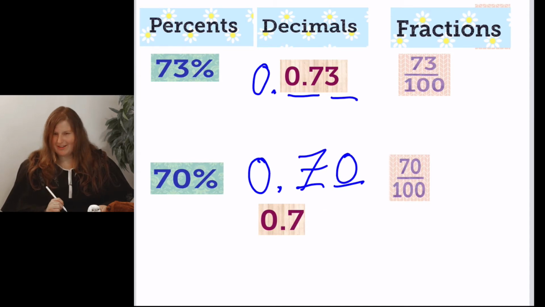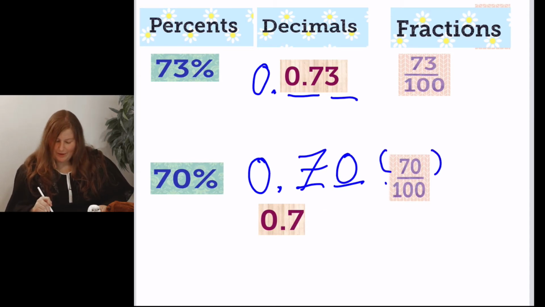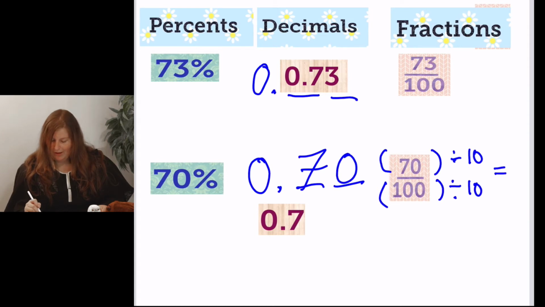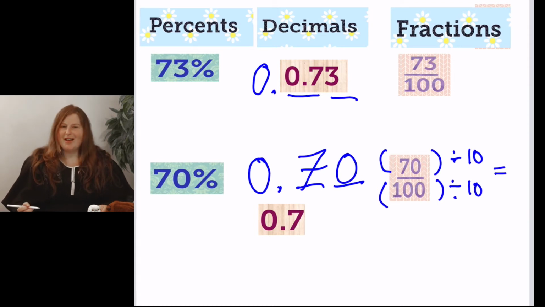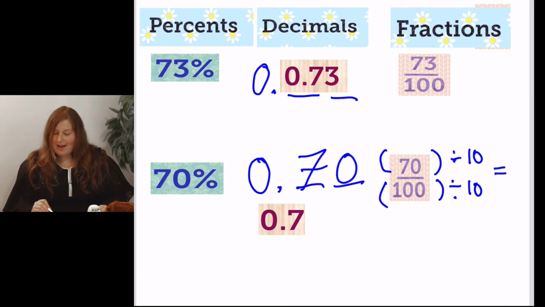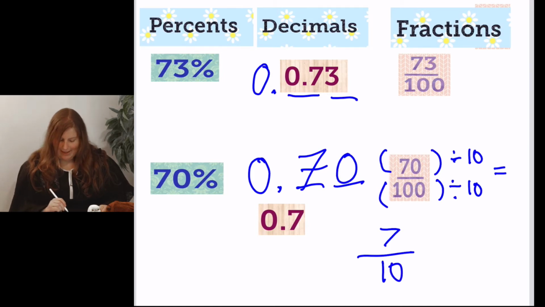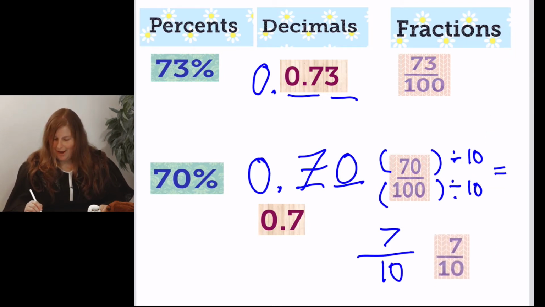And as a fraction again, if it's 70 parts out of 100, we would have 70 100ths, but we can simplify this. We can divide the numerator and the denominator both by 10. And remember, if we perform the same operation to the numerator and denominator, it just simplifies the fraction, but we have the same meaning. 70 divided by 10 is 7. 100 divided by 10 is 10. So that fraction simplifies to 7 tenths.